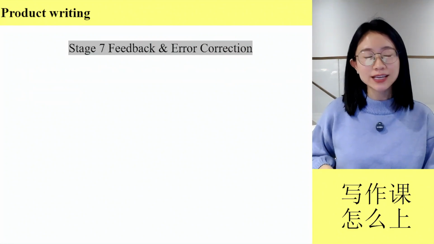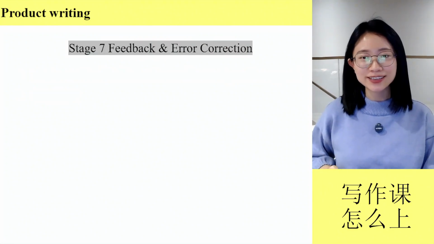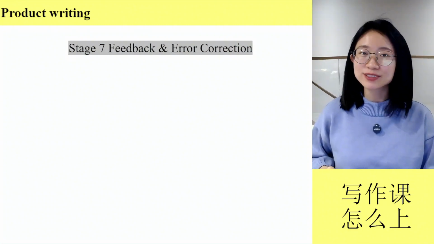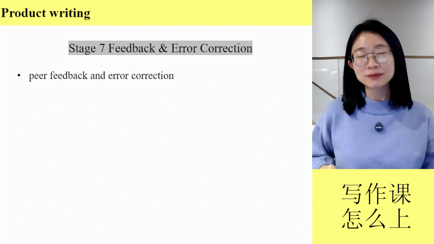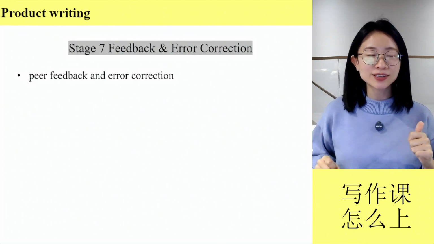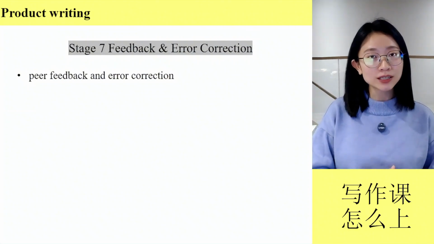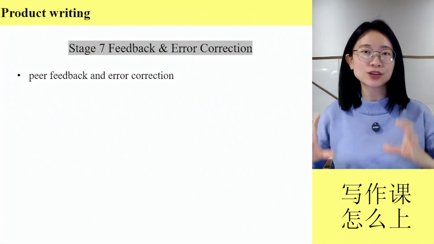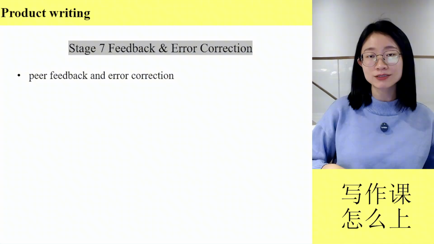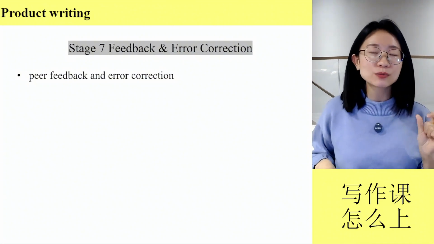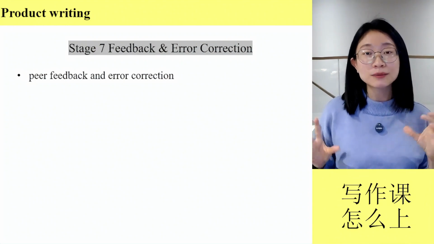Then stage 7, and also the last stage, is called feedback and error correction. So here's something I will do. Usually peer feedback first. So I will ask the students to exchange their papers first and try to mark the good phrases or the good sentences they can see from each other's writing. Use curved line to mark them, and also use their blue pens to mark the mistakes.